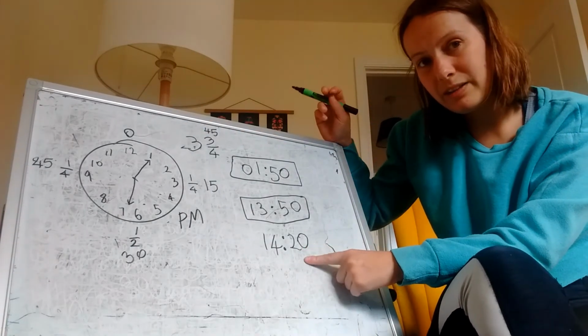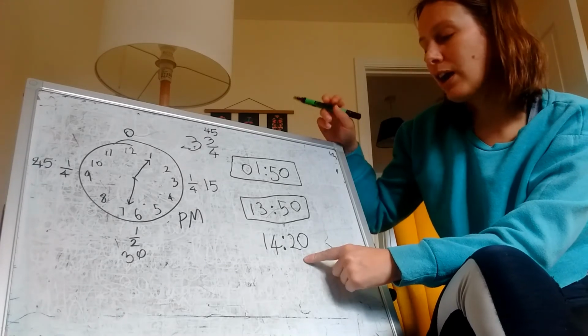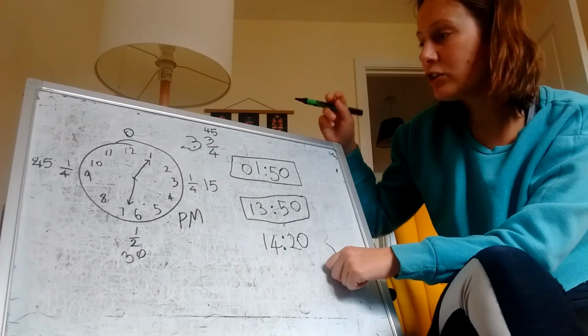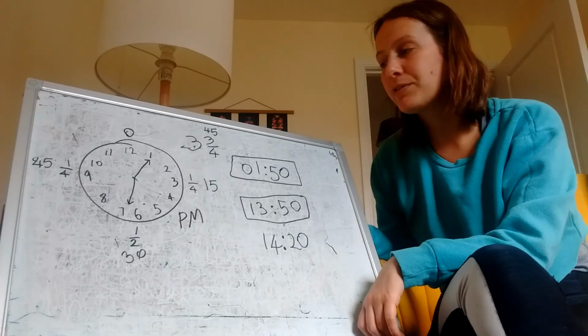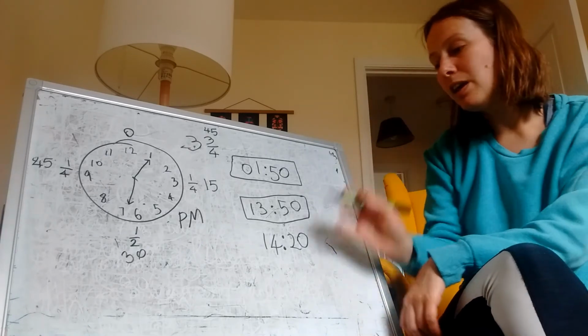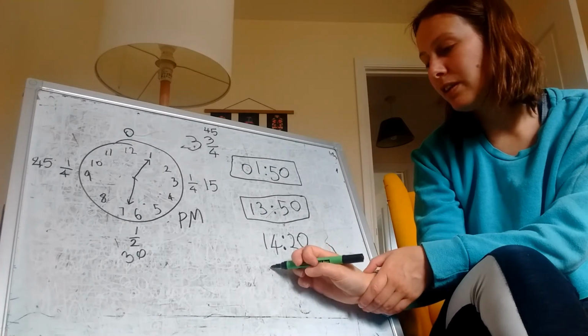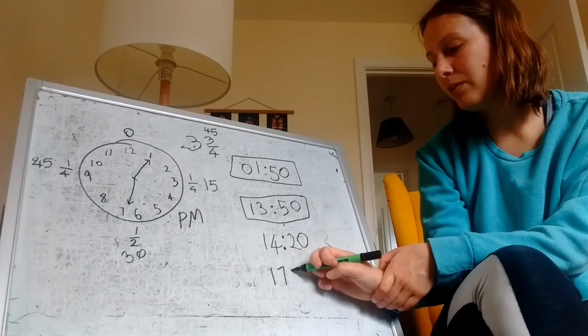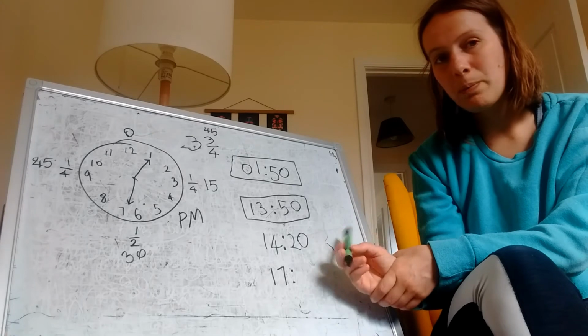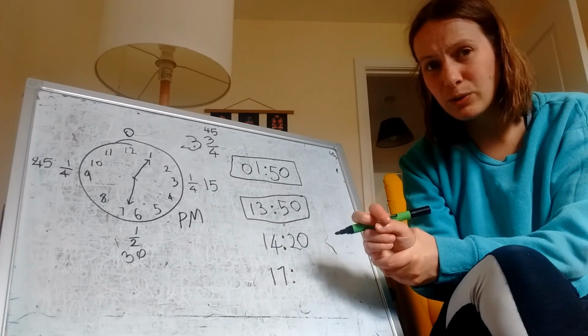I could do exactly the same with my digital clock. I'm starting at 20 past 2. I want to move on by 3 hours and 45 minutes. I'm going to start by adding on those 3 hours. That would take it to 17 something. And then I need to add on those 45 minutes.